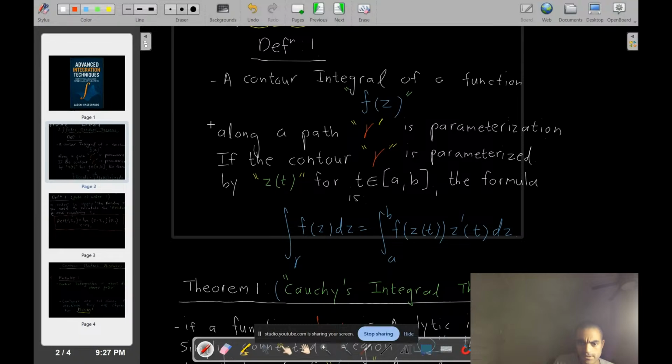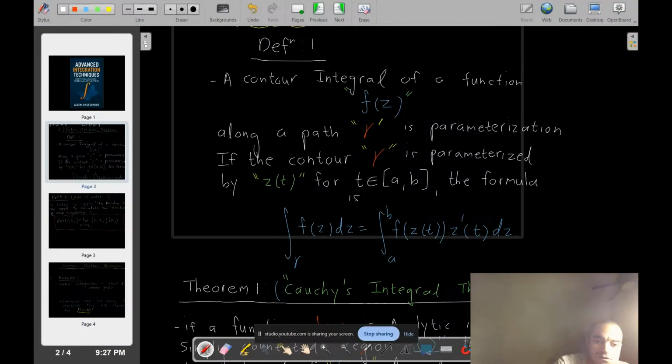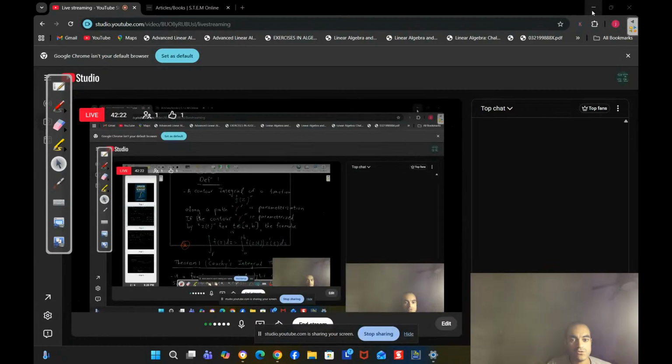All right, so that's what we have here. I'm going to highlight this formula. So we've got this, let's put this here. Highlighting is very important. This is the definition of a contour integral. Does anyone have questions?